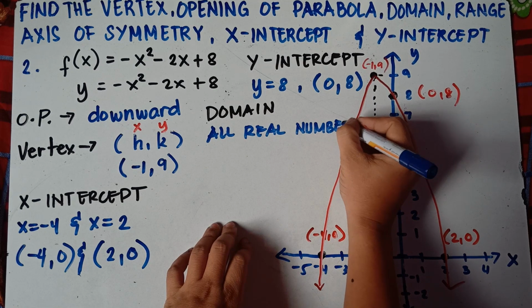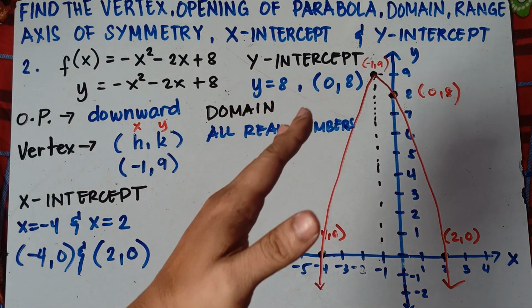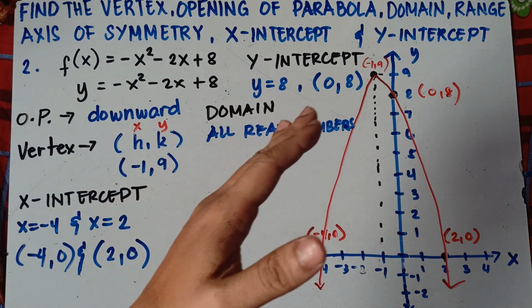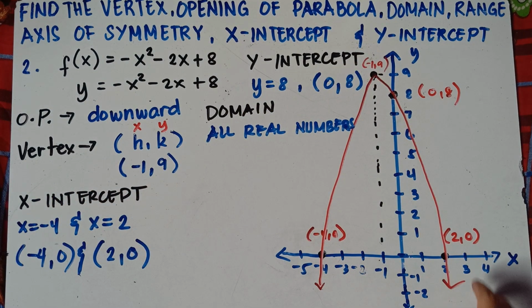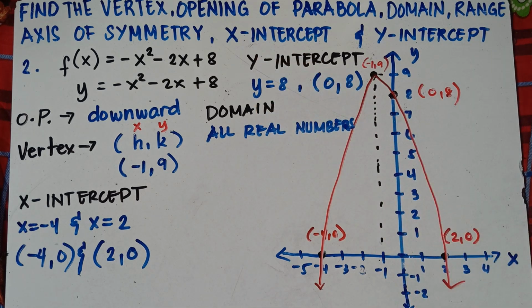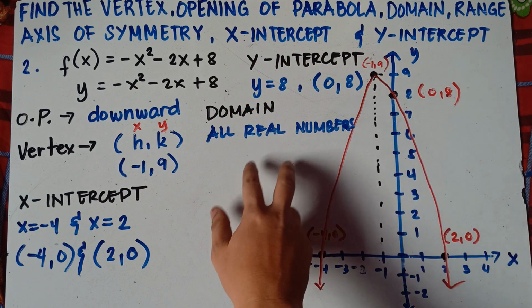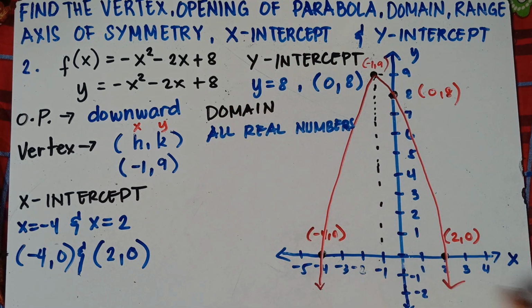I just want to explain that one. Why is it all real numbers? Because your graph will extend on the left. So all of the x will be included because your graph will extend like this. And your graph on the right side will extend on the right side. All of the positive numbers will be included. That's why you have all real numbers, because your domain would be the x values.